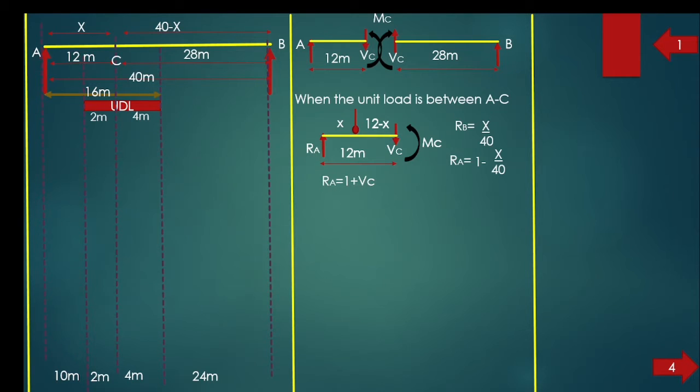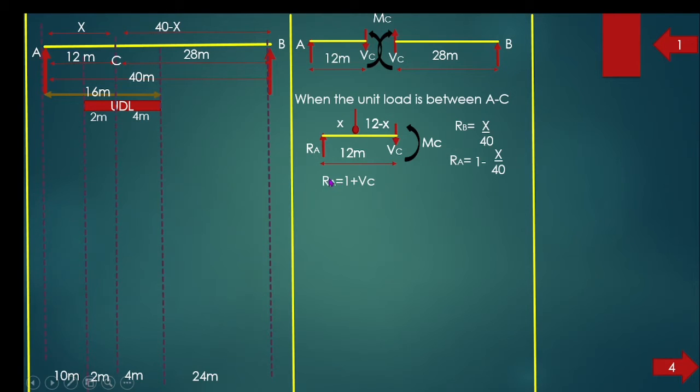So now let us focus on the forces. For this case, we have reaction A as the only upward force, and the unit load and the force at C as the downward forces. So basically the upward force is the reaction at A, and we have the two downward forces, which are the unit load of 1 and also the force at C.